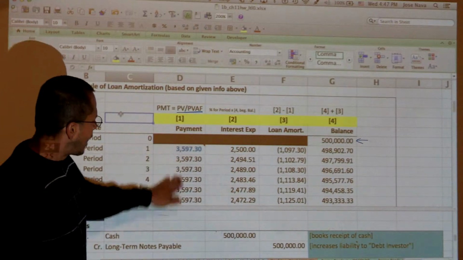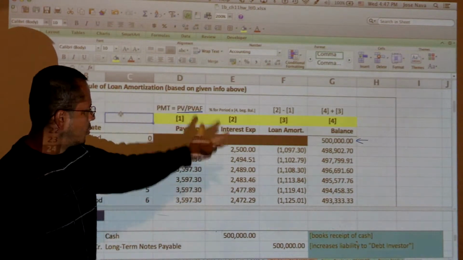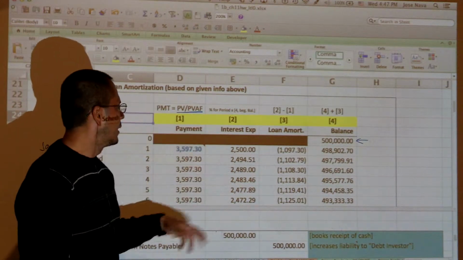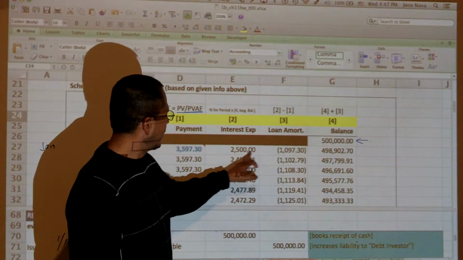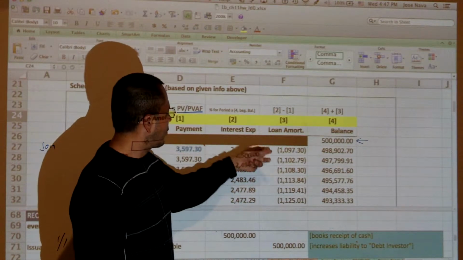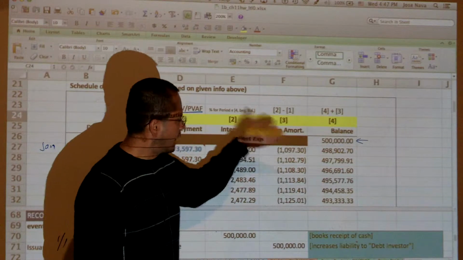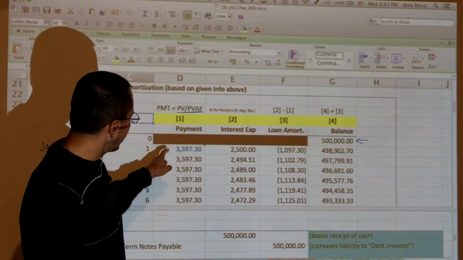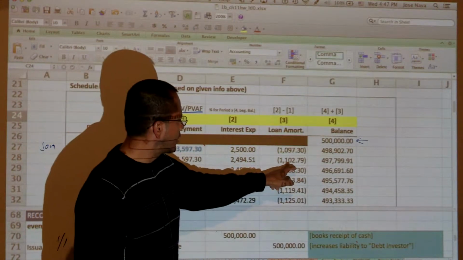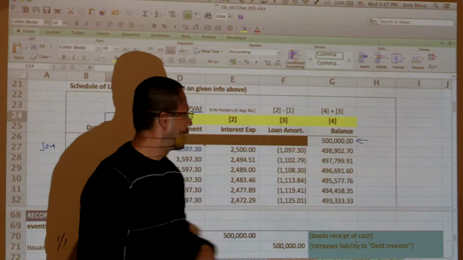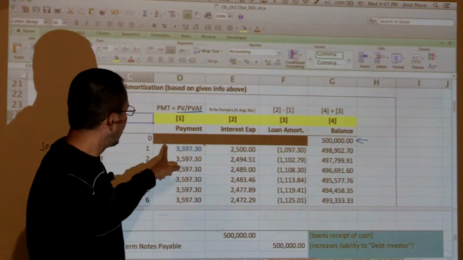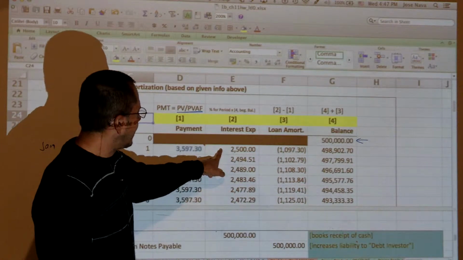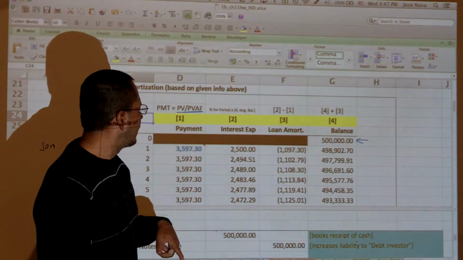Now, as you service this loan, in other words, pay back the loan, a portion of this payment is interest expense, and another portion is a pay down on that loan every month. So this table is really breaking out this amount into its two components, so that you know how much you reduce the loan by. Now, if you take this $3,597.30 in the month of January, how much of that is interest expense? Well, in this case, it will be $2,500.